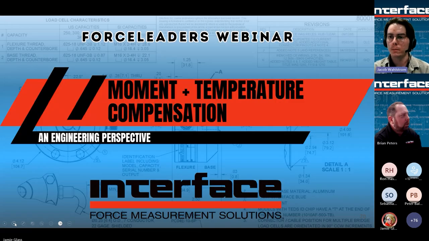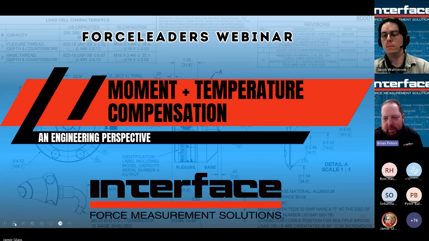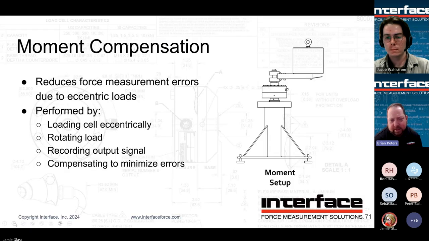All right, so we talked a lot about design considerations, in terms of properly designing the sensor, making sure you're selecting the right components, the right materials, and executing the design. We're going to touch on a few extra things we do during the manufacturing process to try to optimize performance even better. So one thing that's unique to Interface is moment compensation.